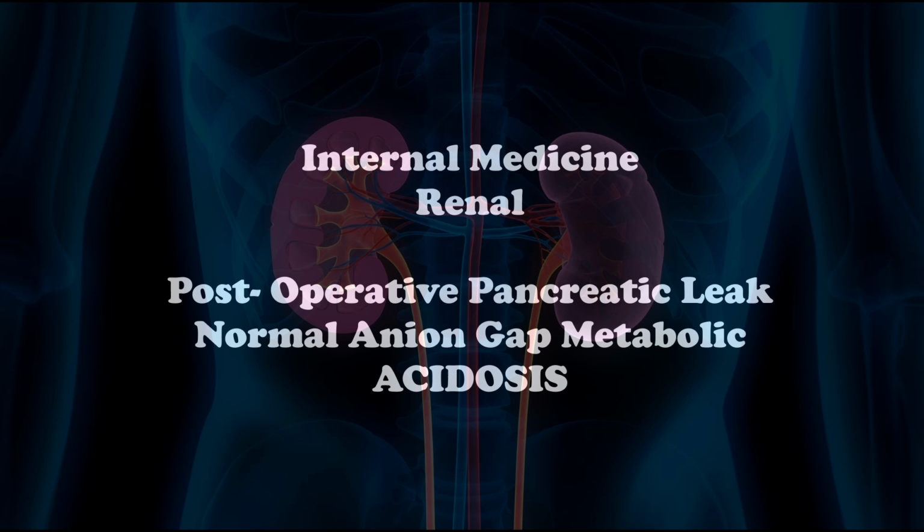In RTA, you have renal loss of bicarbonate, which naturally will cause this non-anion gap metabolic acidosis because again, you can compensate with the increase in chloride.